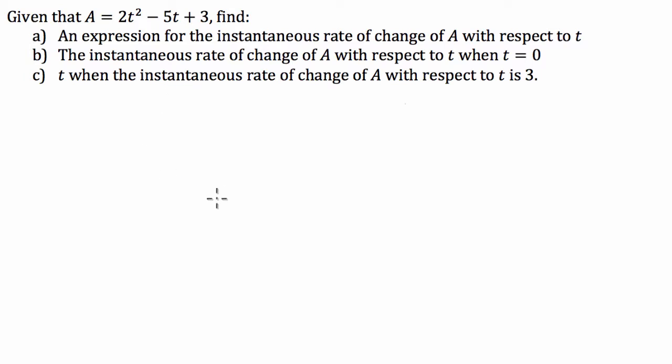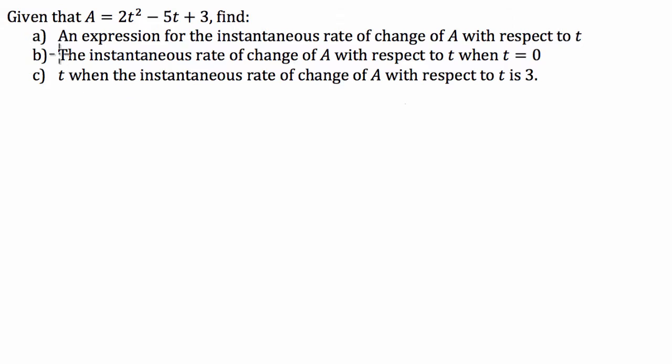We've got this quadratic a in terms of t, and we have to find an expression for the instantaneous rate of change of a with respect to t. We also have to find the instantaneous rate of change of a with respect to t when t is 0, and t when the instantaneous rate of change of a with respect to t is 3. Okay, so let's go through this quite slowly.